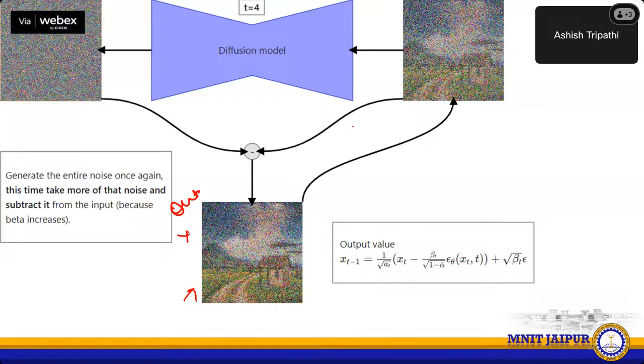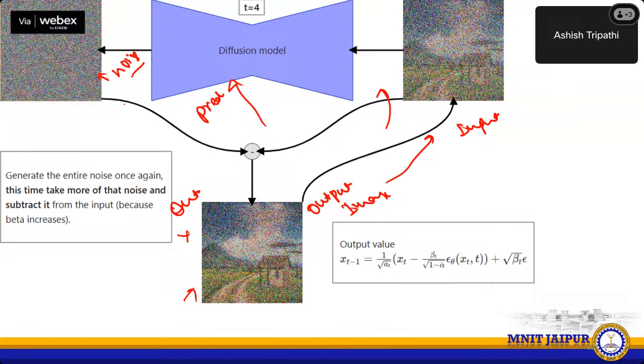Again I'm telling you, this output image will become the input for the next iteration of the model. What is my diffusion model predicting? This is the noise. This is the noise that my diffusion model is predicting. And what I am doing here is subtracting it. This is the clear-cut step.